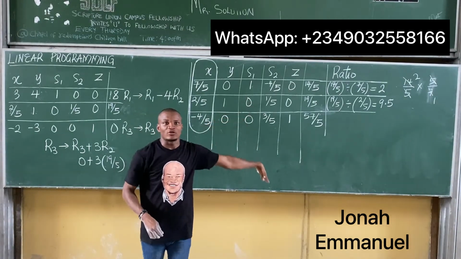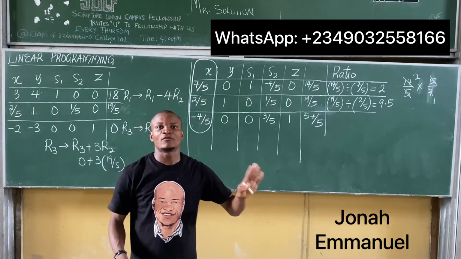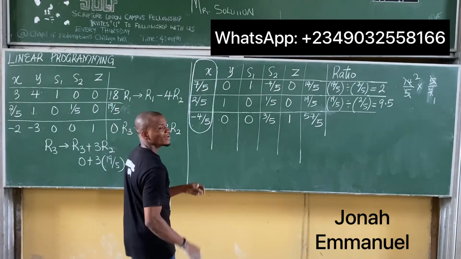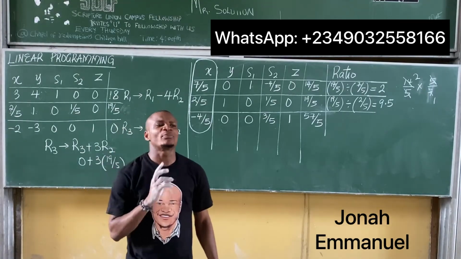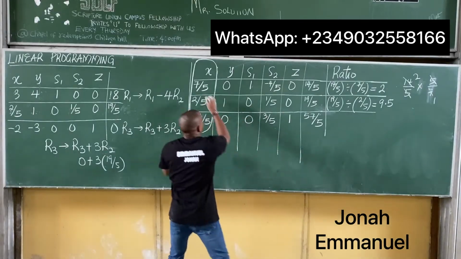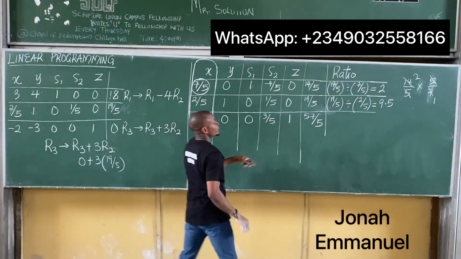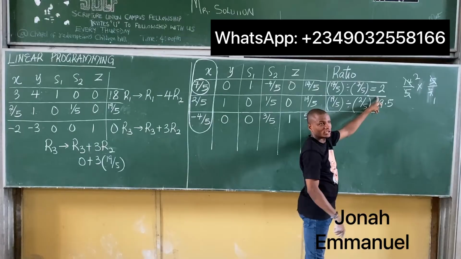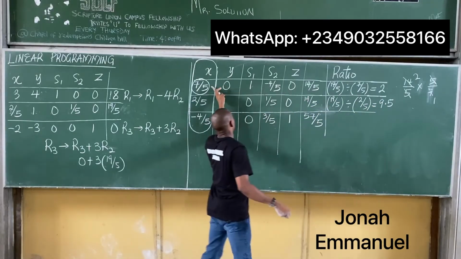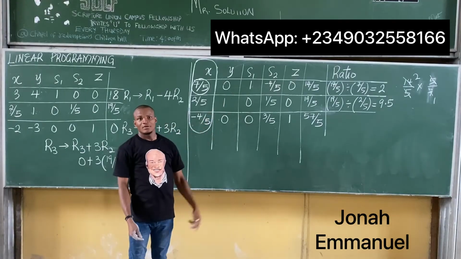With these two values, which of them is the pivot element? Listen. Which of them is your pivot element? We said trace it this way, 7 over 5, not 2. It was from 2 that we know the indication. 2 was my least answer. 2 was gotten from this one. So it becomes 7 over 5. It becomes my new pivot element.